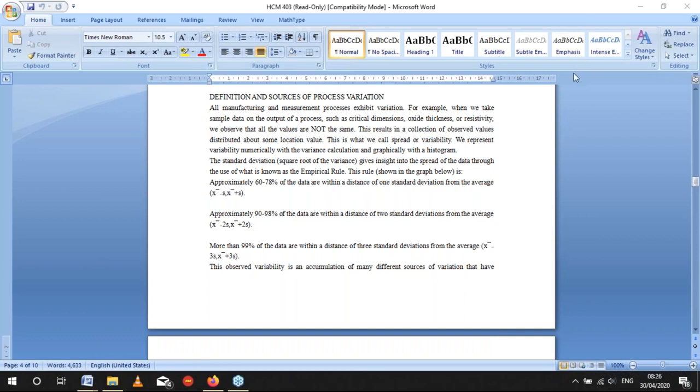Uncontrolled variation is characterized by a pattern of variation that changes over time. And so it is unpredictable. You cannot predict an uncontrolled variation. This type of variation will typically contain some structure.